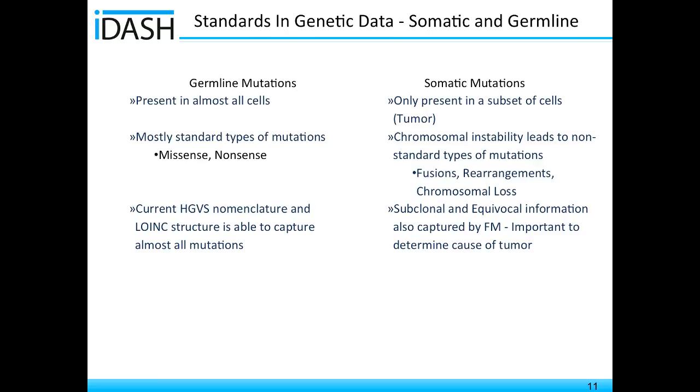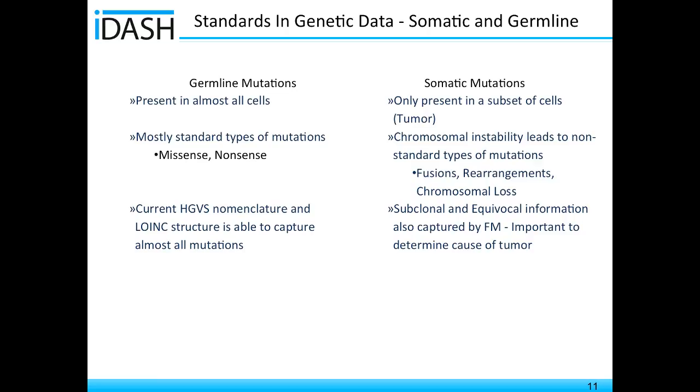So one of the important aspects of looking at HL7 and looking at this Foundation Medicine data is the difference between germline mutations and somatic mutations. From looking at the HL7 standards, we can see that it was probably built for more use under germline mutations, as they require more consistent nomenclature and they're much easier to report. The somatic mutations, on the other hand, are only present in a subset of cells, and because of the nature of the tumor cells, the chromosomal instability leads to more non-standard types of mutations, which is not recorded in HGVS or any of the HL7 structures yet.